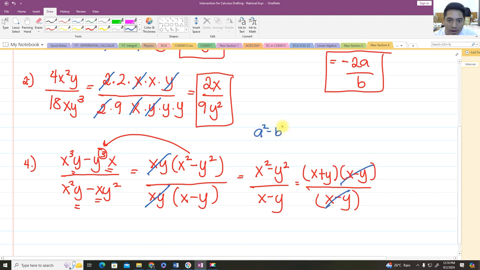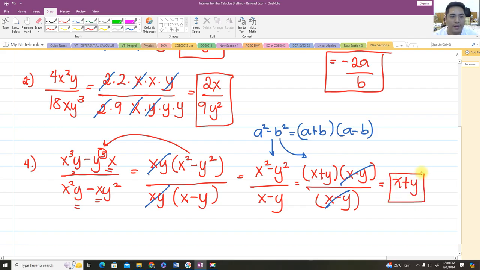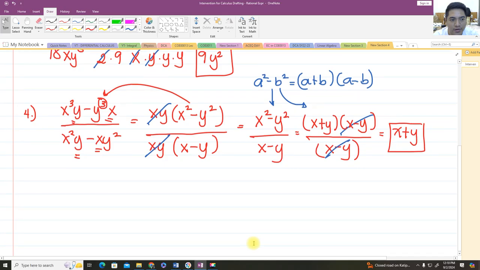Recalling your difference formula, you have a plus b and then you have a minus b. That's what we did here. Okay? So that's why you have a factor that is x plus y. Okay, that is your reduced factor. All right? So into lowest term.